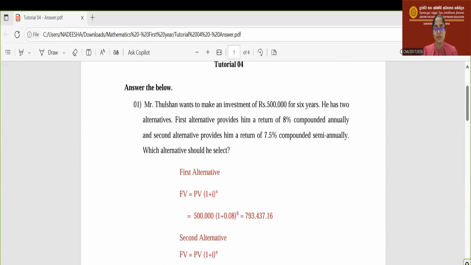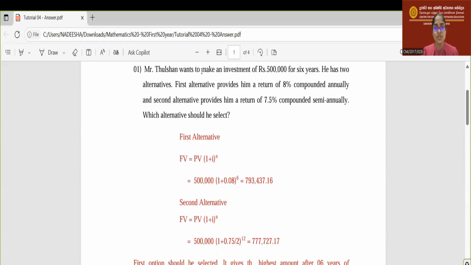The first question asks you to find out: Mr. Tulshan wants to make an investment of rupees 500,000 for 6 years. He has two alternatives. The first alternative provides him a return of 8% compounded annually, and the second alternative provides him a return of 7.5% compounded semi-annually. Which alternative should he select? Okay, so what would be the answers?